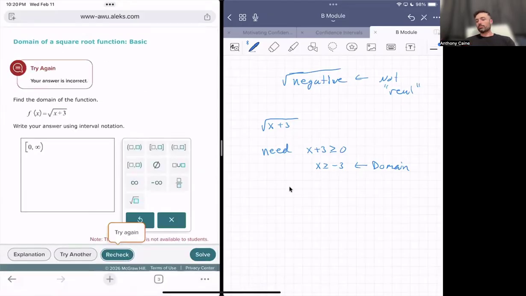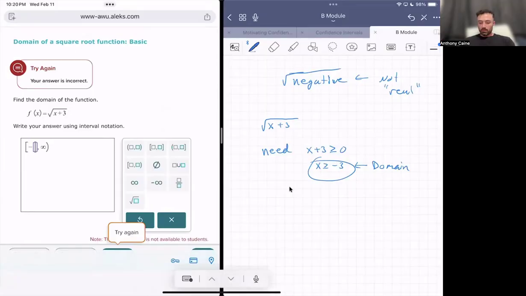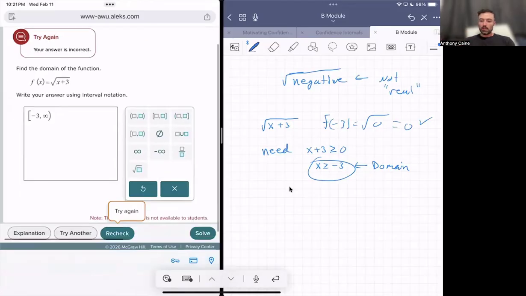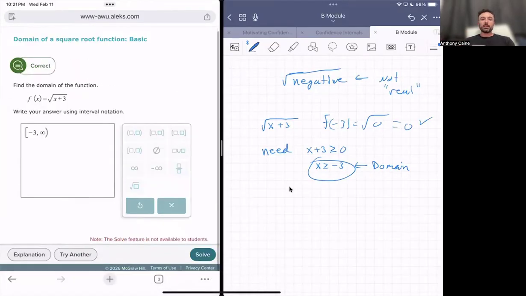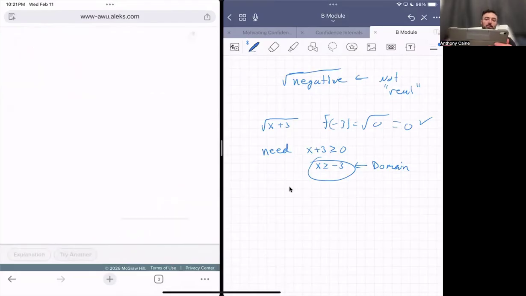Try again. Oh, sorry. What does x need to be bigger than? It needs to be bigger than -3. Sorry. We need to be bigger than -3, but we could equal -3. If you plug in -3, you'll have f of -3 is the square root of 0, which is 0. That's totally fine. That's why I had 0 on the mind. Sorry about that. Okay, let's try another. Let's see if it gets any harder.